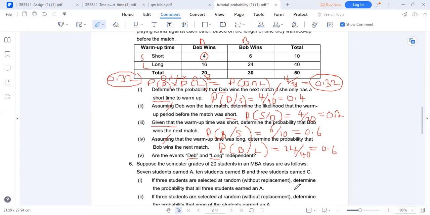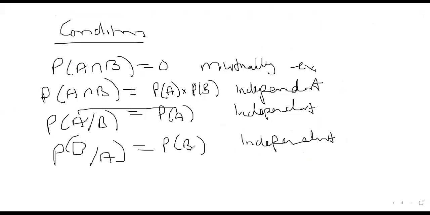A quick recap, can you remember how we know events are independent? They're independent if the intersection of A and B is equal to the probability of A times the probability of B. That's what we know. How do we know they're mutually exclusive? If the intersection is 0. Okay. So that was our recap, unless there are any questions.